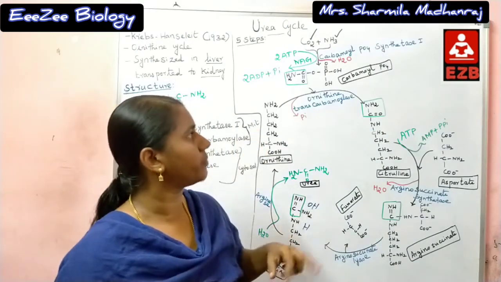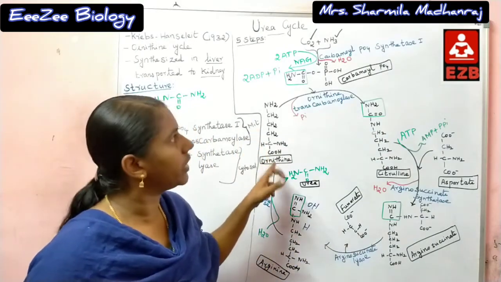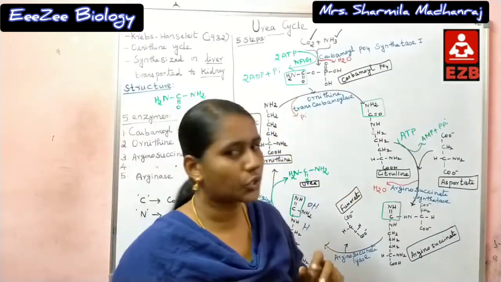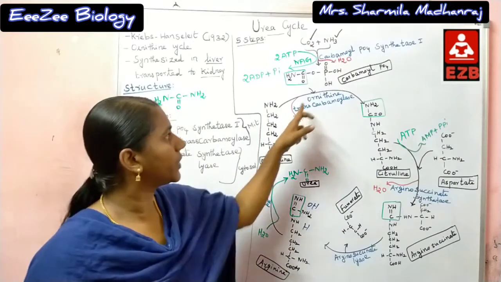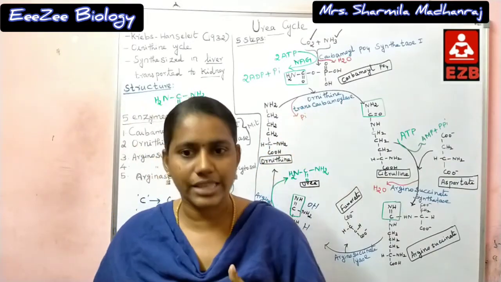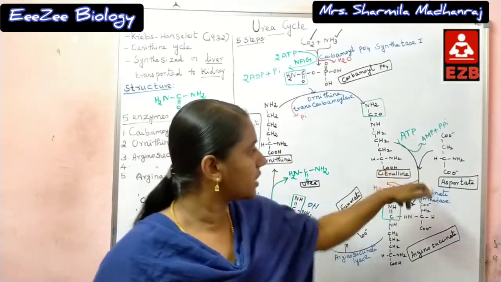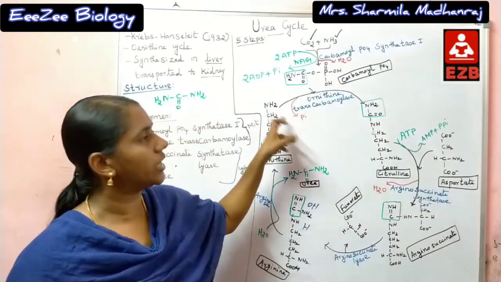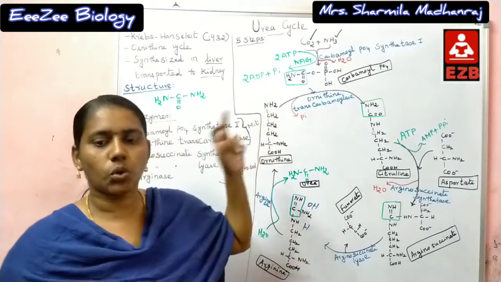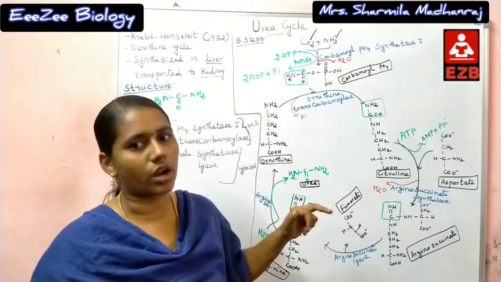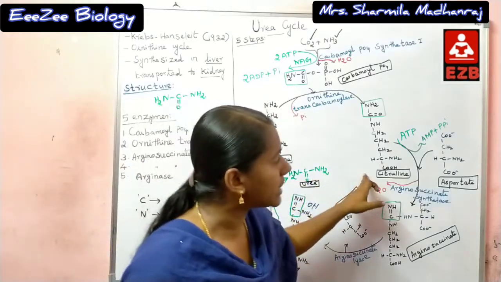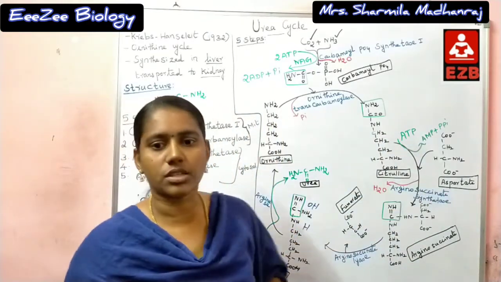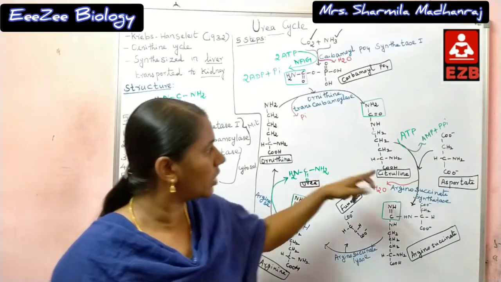Next, second step. Ornithine combines with carbamyl phosphate to form citrulline. Here the enzyme is ornithine transcarbamylase, and the product is citrulline. This enzyme and the previous enzyme are synthesized in mitochondria. These two steps take place in mitochondria. Next, the citrulline enters into the cytosol.